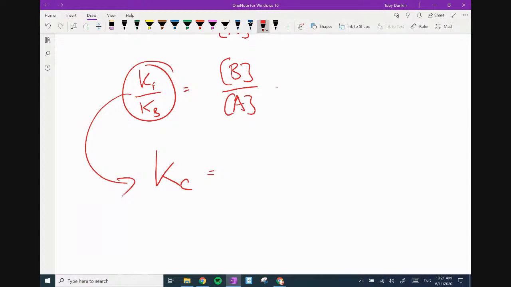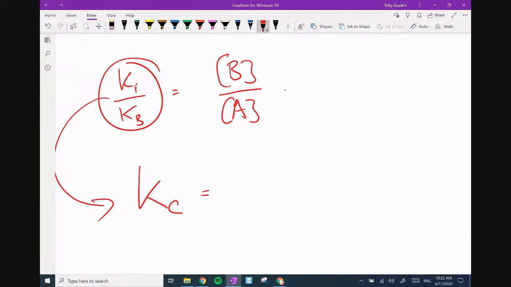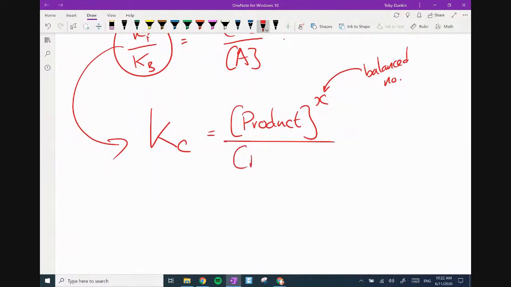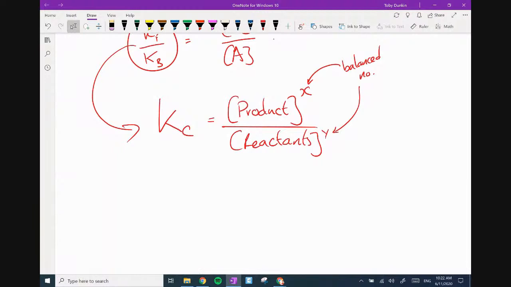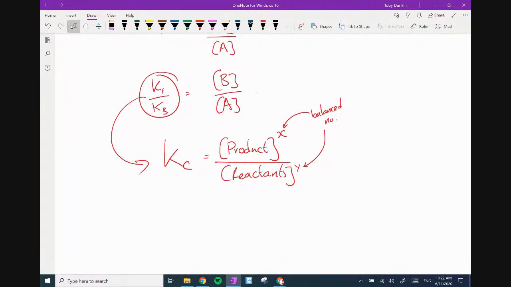Now, this is where things start to differ, because I was equating the two things, and in this case it's not so much about the orders of the reactants. It now becomes the stoichiometric powers. So KC equals the concentration of product to the power of X, which is its stoichiometric number from the equation, its balanced number, over reactants, each to its balanced number. This is the very first time you're seeing KC. It's rather beautiful to understand how the mathematics of KC comes from K. It's rather lovely.